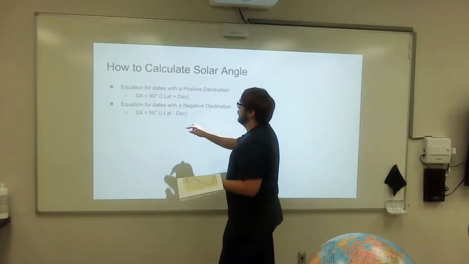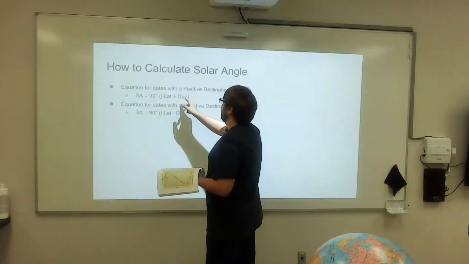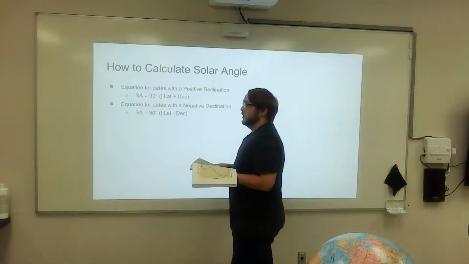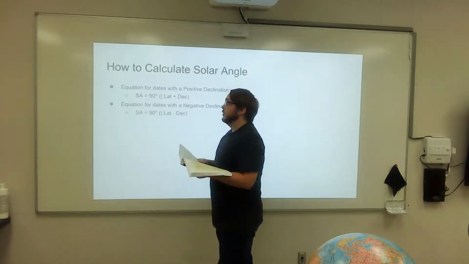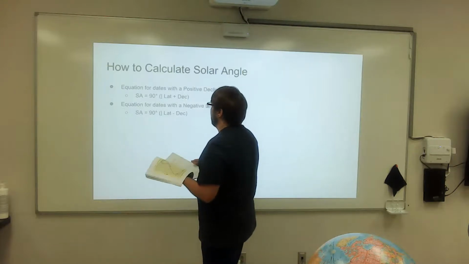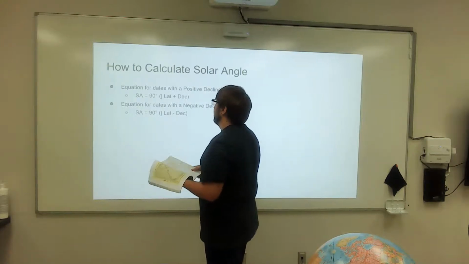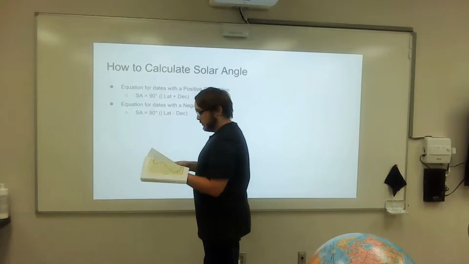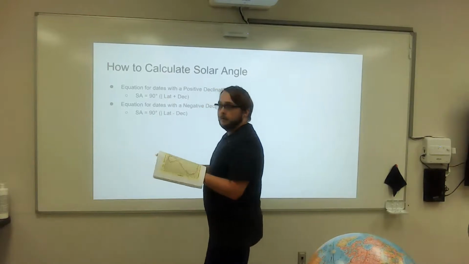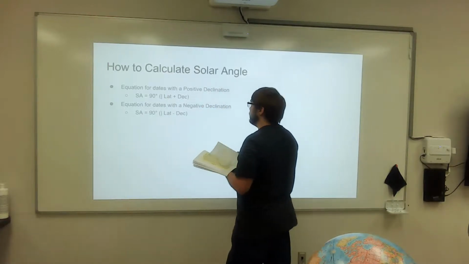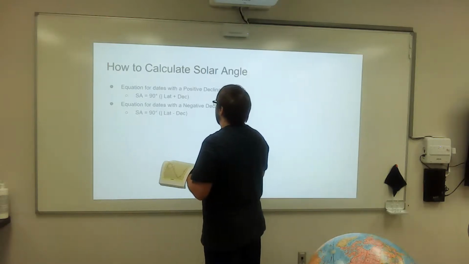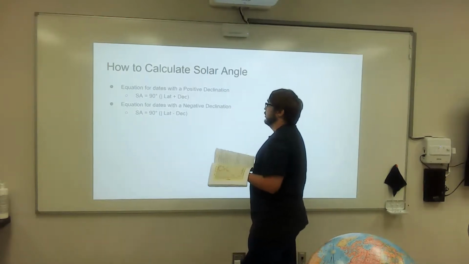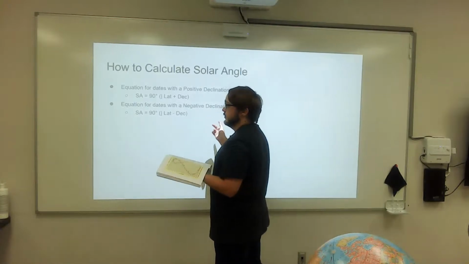So essentially, you're going to do this in here first, latitude plus declination, and it should be positive unless you're working in the southern hemisphere. But you'll get the absolute value of that, and then you'll subtract it from 90. And this is also in your book on page 41. And then we have the equation for dates with a negative declination, which is the reverse of that.